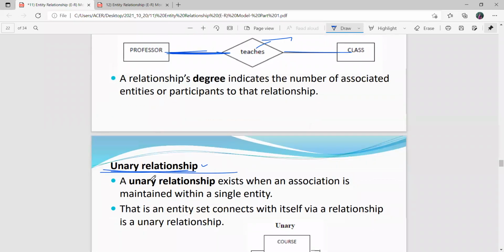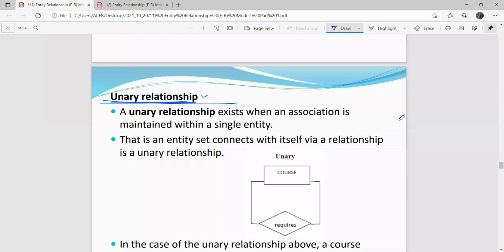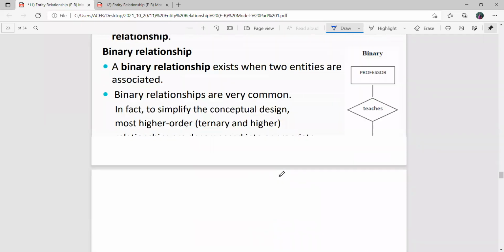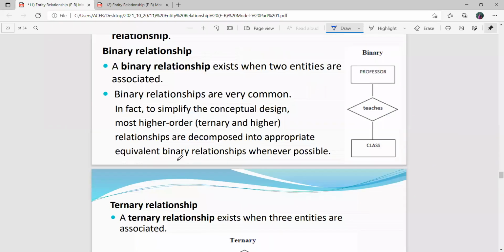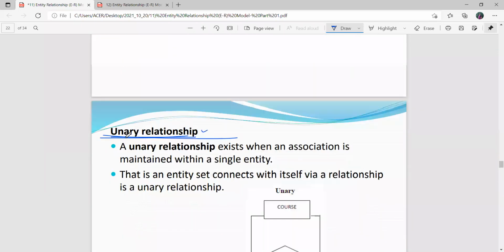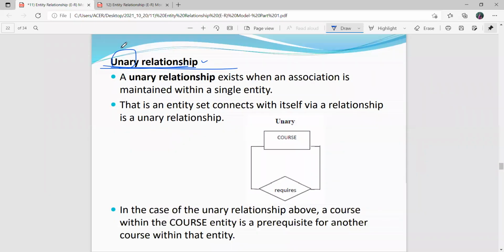unary relationship. This relationship exists within a single entity. Okay. Unary, binary, likewise there are ternary and many other relationships. When we consider unary, it is one. So in this kind of relationship, one entity participates. That means the number of entities participating in this kind of relationship is equal to 1.